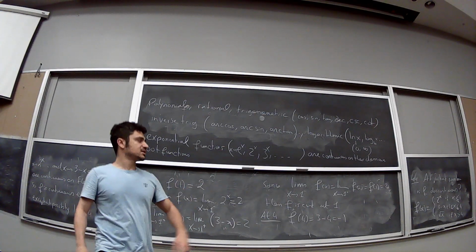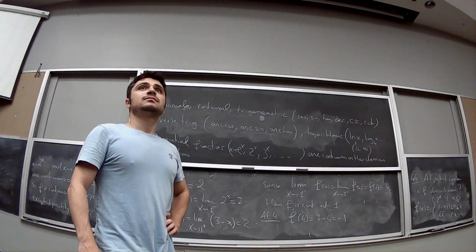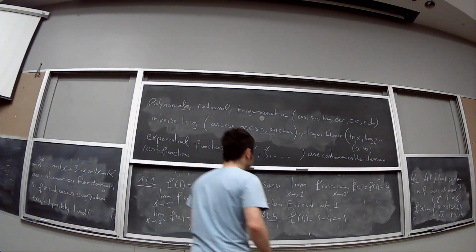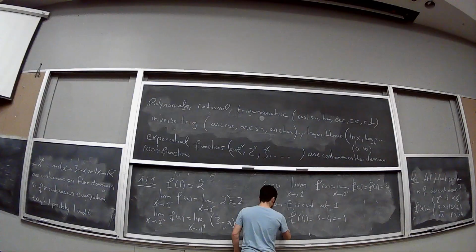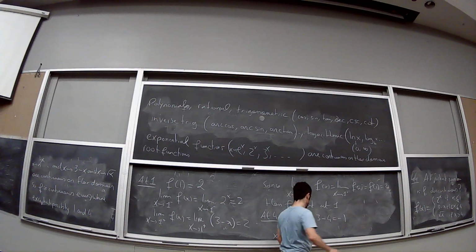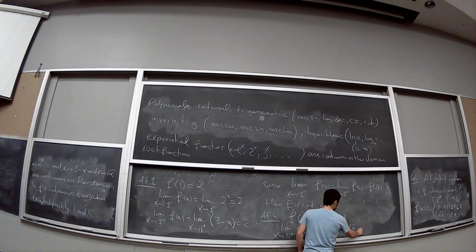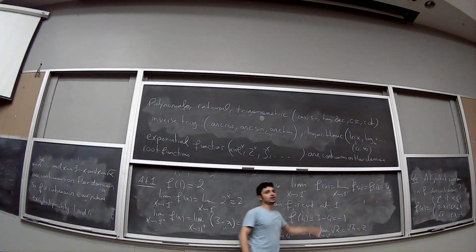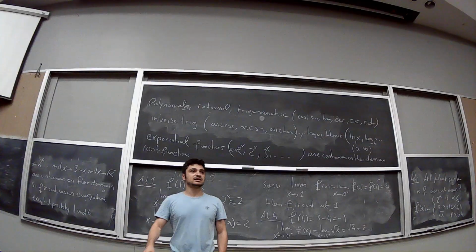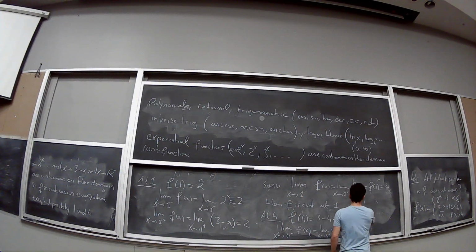Now, what is the limit as x approaches 4 plus of f of x? If x is strictly bigger than 4, what is f of x? Root x, right? This is root 4, which is 2. Are these two equal? No. So is f continuous at 4? So f is not continuous at 4.